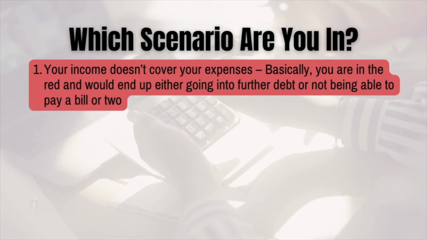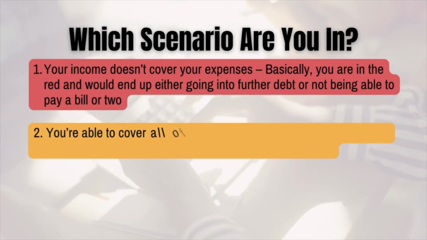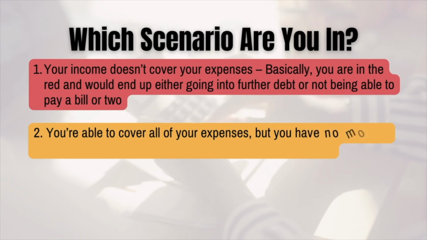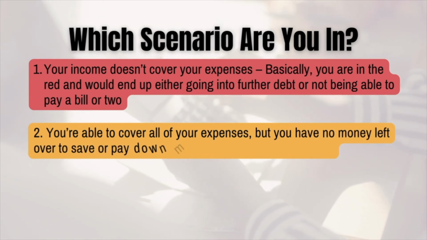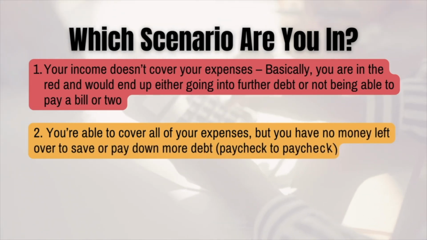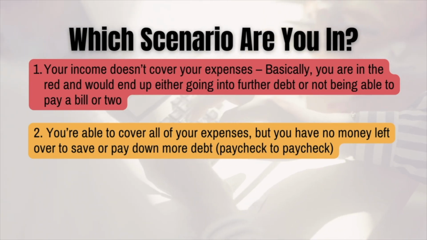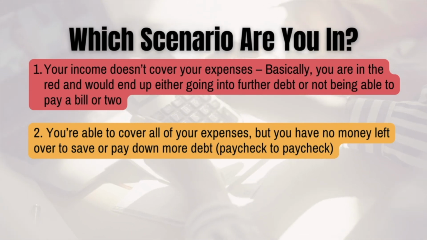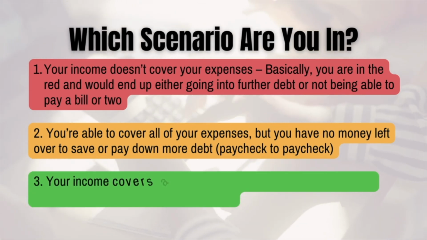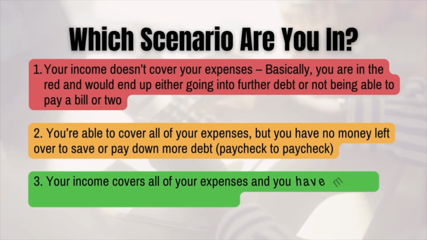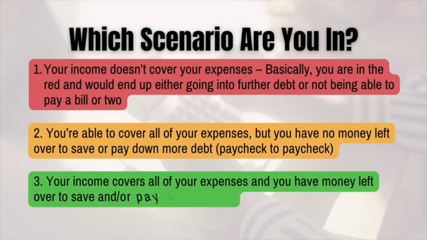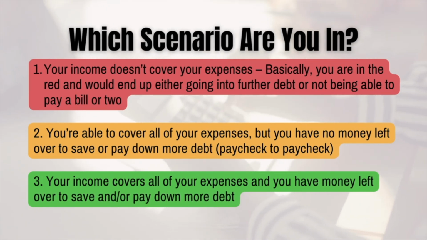Scenario number 2, you are able to cover all of your expenses with your income, but there's no money left over for you to make extra debt payments or to save money, to invest money, that sort of thing. Basically, you're living paycheck to paycheck. Or you're in scenario number 3, which is where your income is able to cover all of your expenses and there's still money left over, meaning you could make extra debt payments or save some money or invest some money.